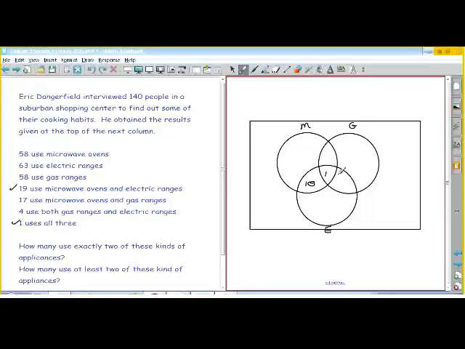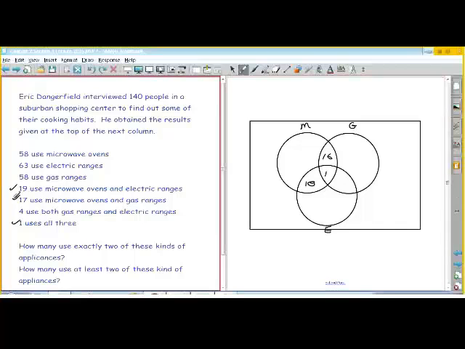There are 17 people who use microwaves and gas ranges, so this number here has to be 16, because 16 plus 1 has to equal 17. 4 people use gas ranges and electric ranges. Here's gas, here's electric. This is 1, so this has to be 3. Okay, and then the other ones are just the circles.